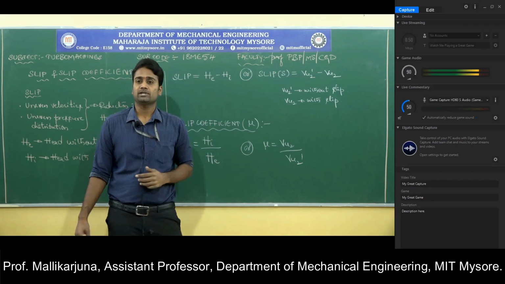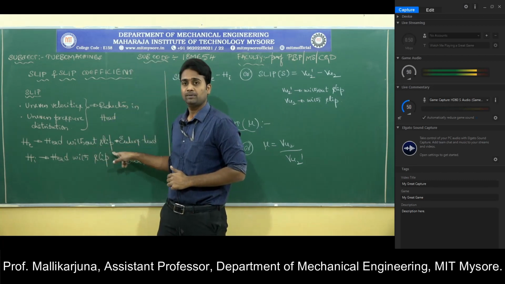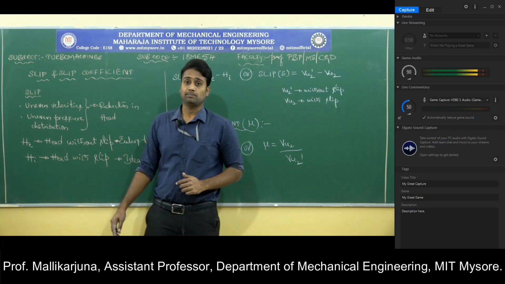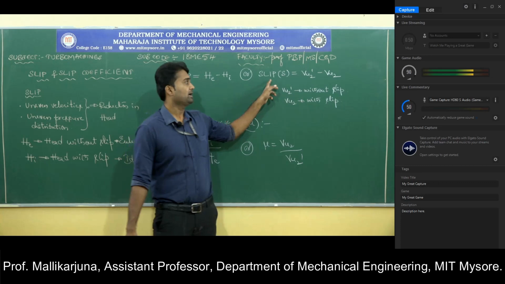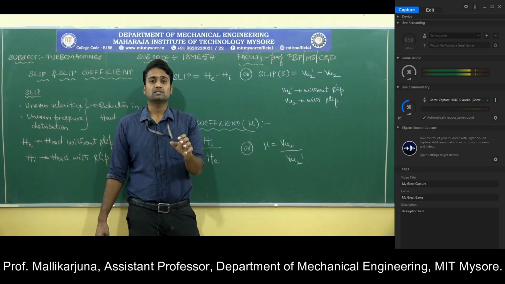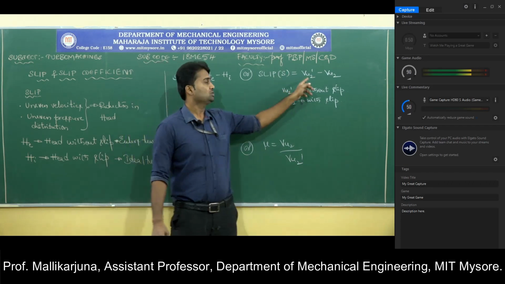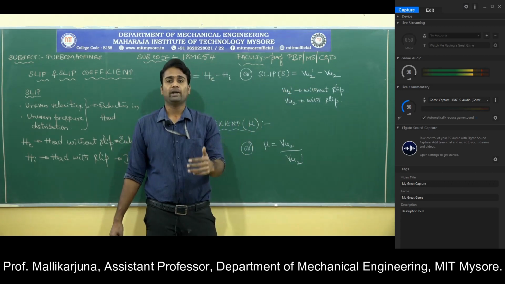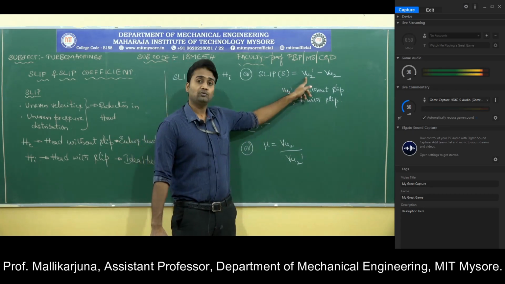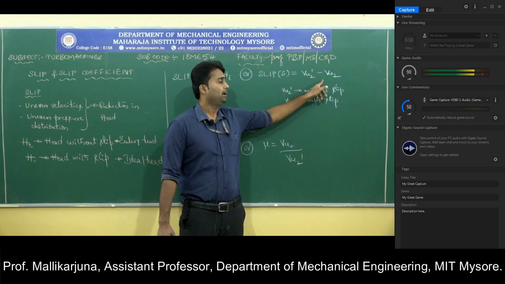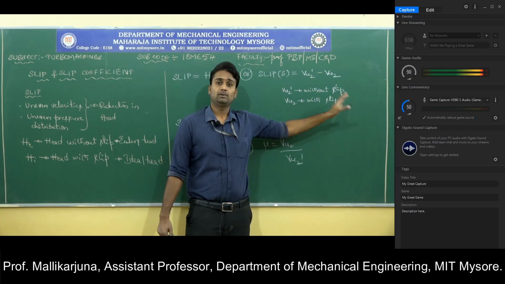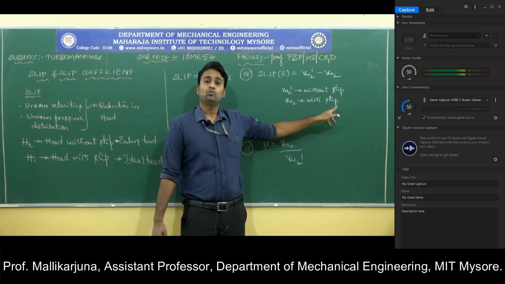Now try to understand. Euler's head is the head without slip, and ideal head is the head with slip. This slip is also defined as Vu2 dash minus Vu2. Vu is nothing but the tangential component. Suffix 2 is the tangential component of the absolute velocity at the outlet. So, tangential component of the absolute velocity at the outlet minus the same thing with the dash. The dash indicates without slip, and without dash indicates with slip.